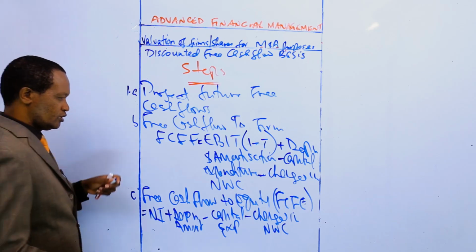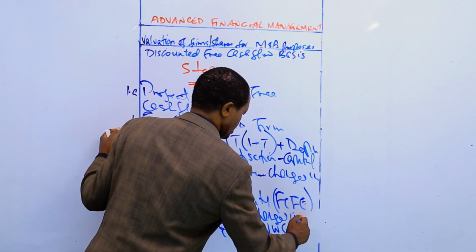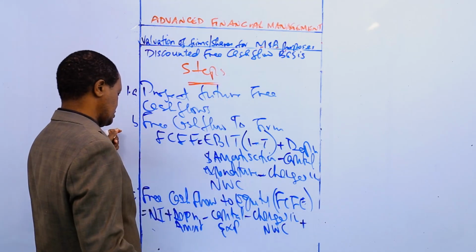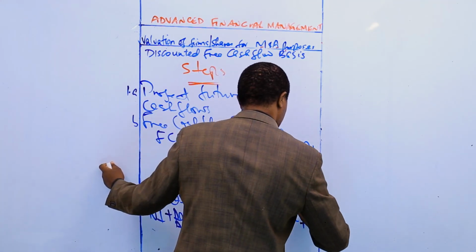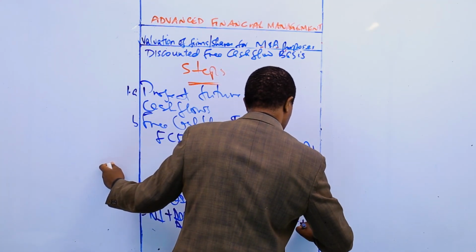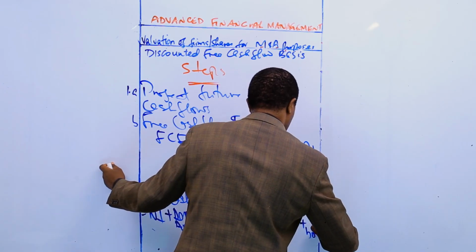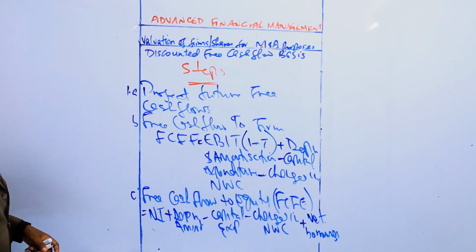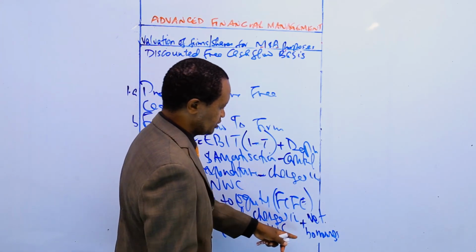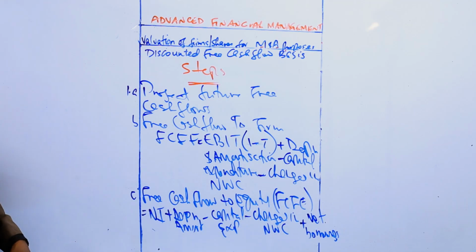Then of course, lastly, we add the net borrowings. Let me write it here. Net borrowings. That's the only difference. We add here the net borrowings. That will give us the free cash flow to equity.